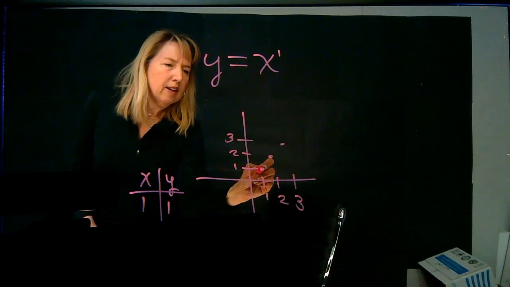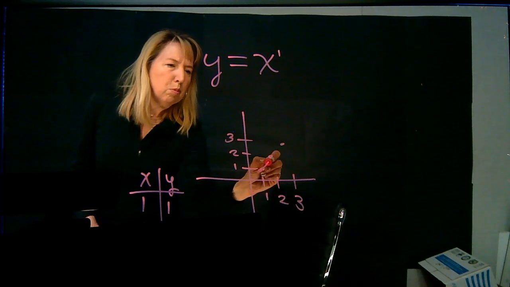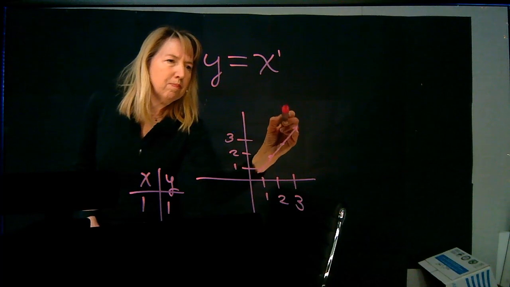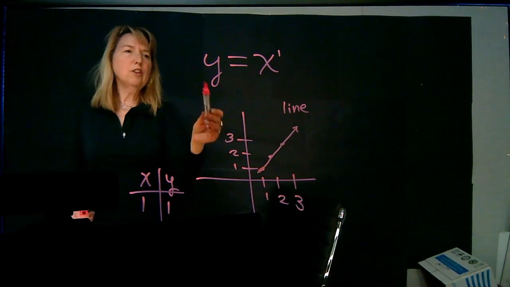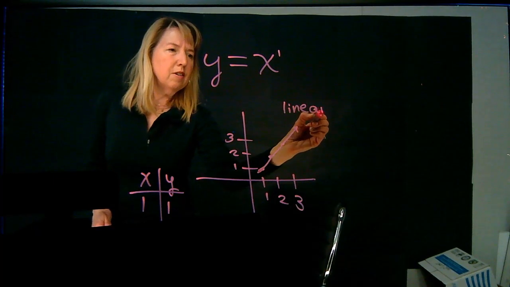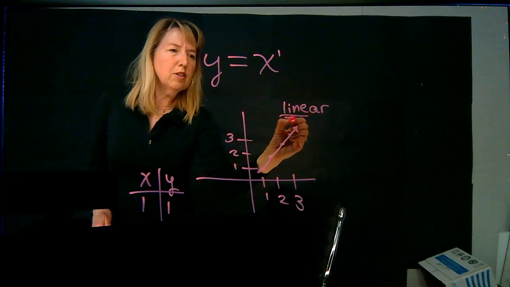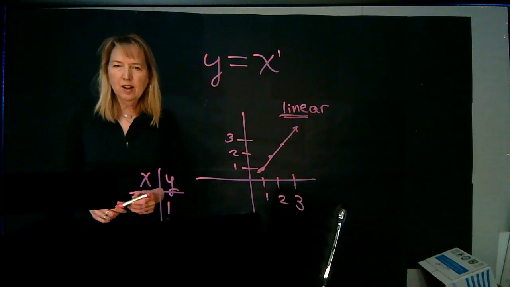you get an array of points that line up. And so we say that this equation is linear because it creates a straight line on the graph.